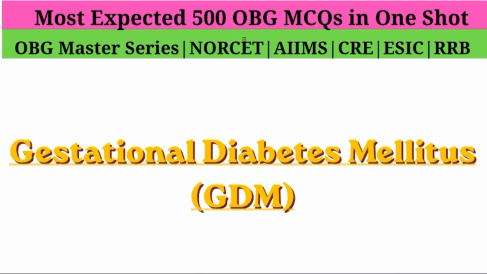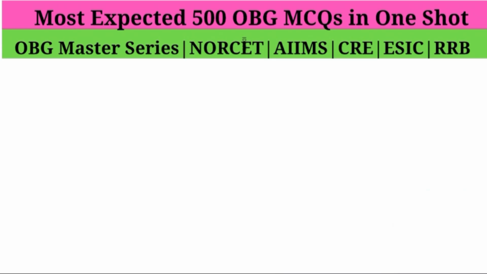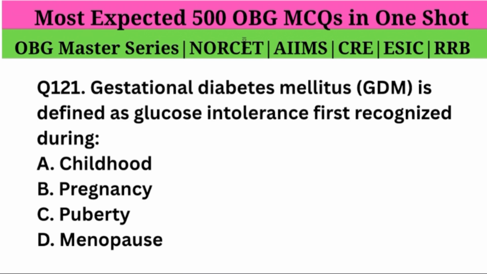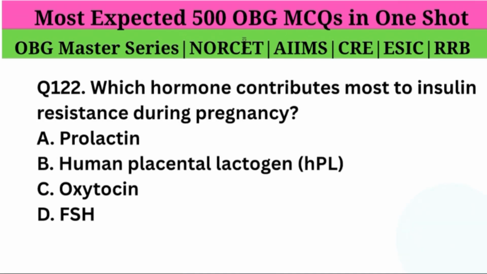Next most important topic is gestational diabetes mellitus, GDM. First question, GDM is defined as glucose intolerance first recognized during? Your correct option is option B, pregnancy. Next question, which hormone contributes most to insulin resistance during pregnancy? Your correct option is option B, HPL or human placental lactogen.